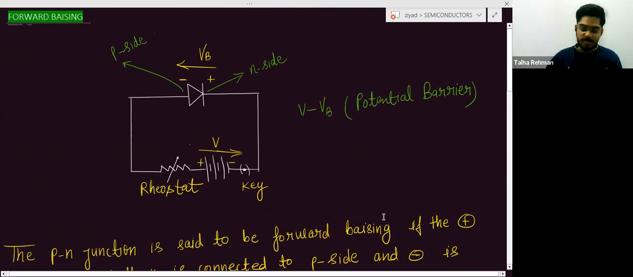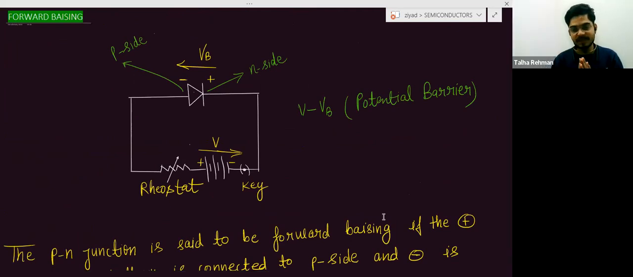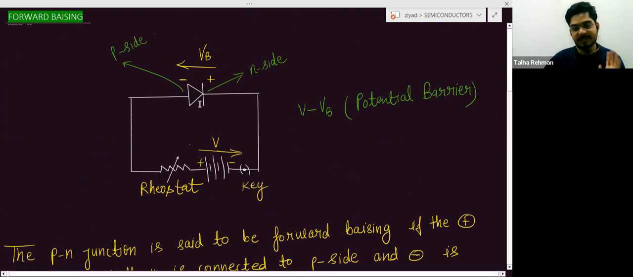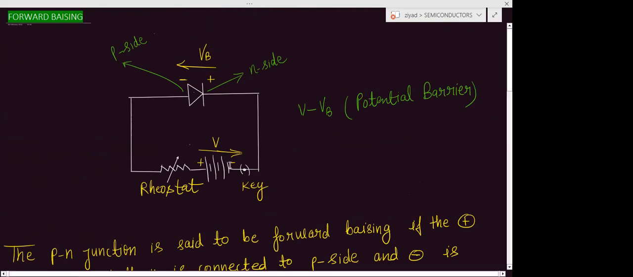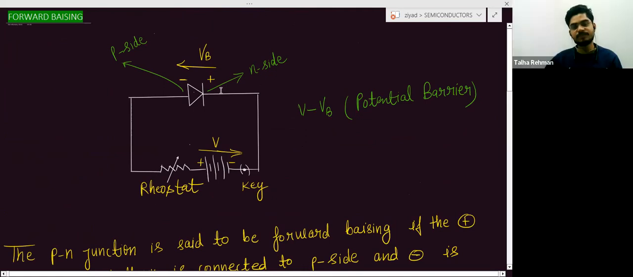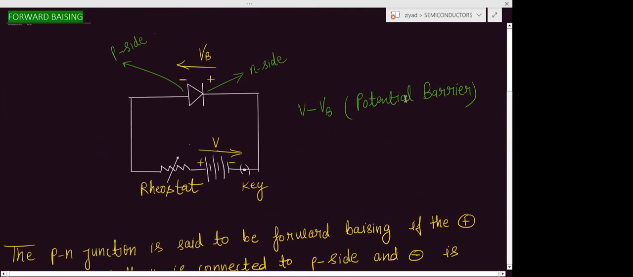So what you have to remember in forward biasing is that the positive terminal of the battery is connected to the P side and the negative terminal of the battery is connected to the N side. Okay. And the potential barrier will decrease, more current will be there.